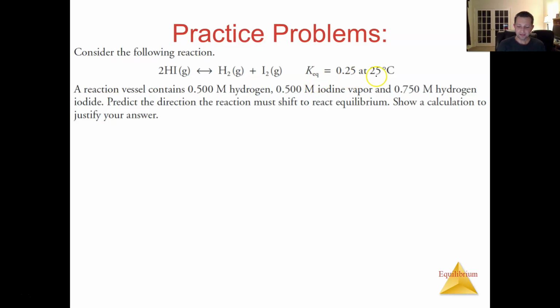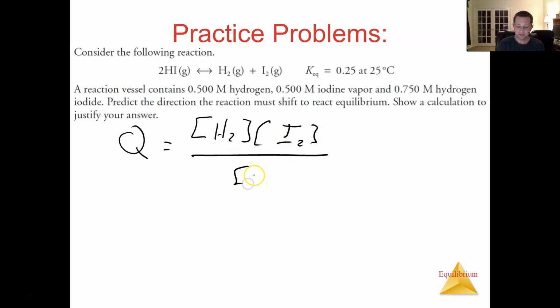Another chemical reaction. I give you the KEQ value. The reaction vessel contains half a molar of hydrogen, 0.500 molar iodine, and 0.750 molar hydrogen iodide. Again, predict the direction we'll shift to reach equilibrium. Show calculation. I read a problem like this. It says to predict the direction the reaction must shift to reach equilibrium, so I'm not sure if I'm there. So it's Q equals, not KC or KEQ. Q equals products, H2 times I2, over the concentration of reactants, HI squared, because of the coefficient of 2 here.